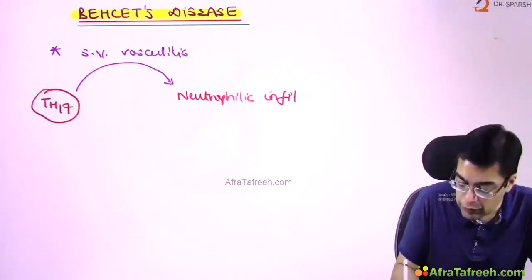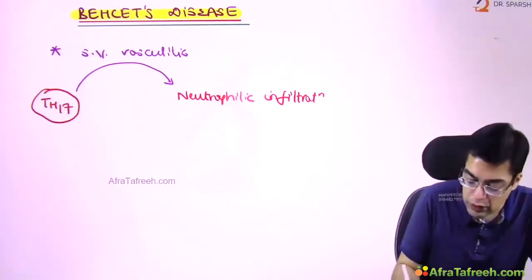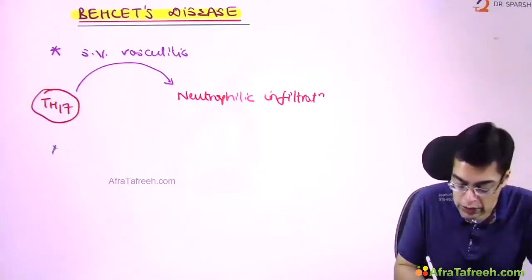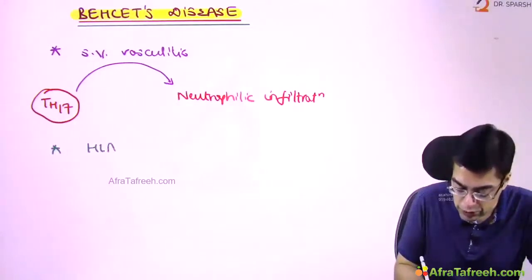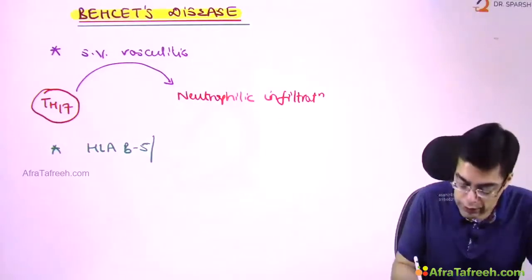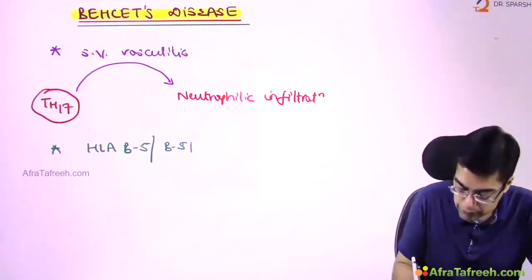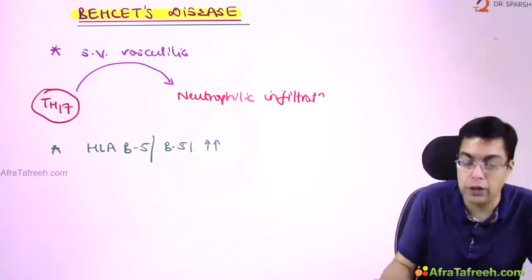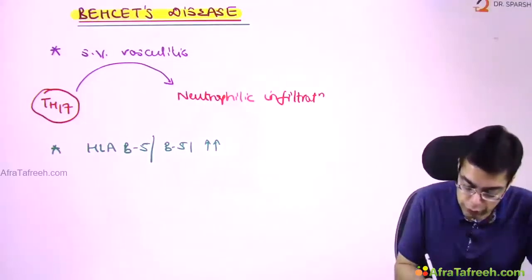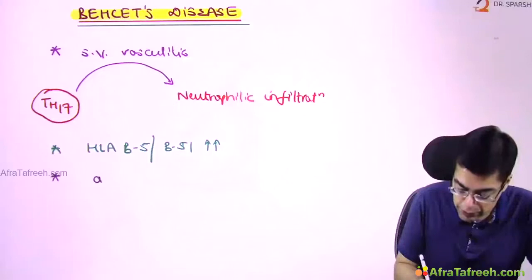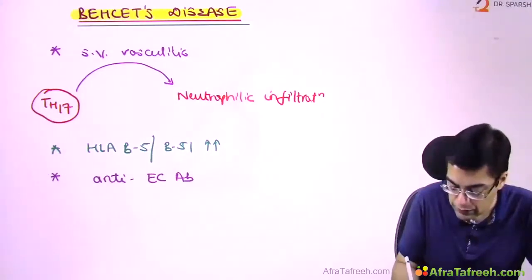What we need to be familiar with is that this is an example of a condition which has a higher chance because of genetic predisposition. Particularly, it is associated with HLA-B5 as well as HLA-B51. So there is a higher chance of development of this kind of a condition. What is also important for us to understand is that in these patients, we are going to be having the presence of anti-endothelial cell antibodies.